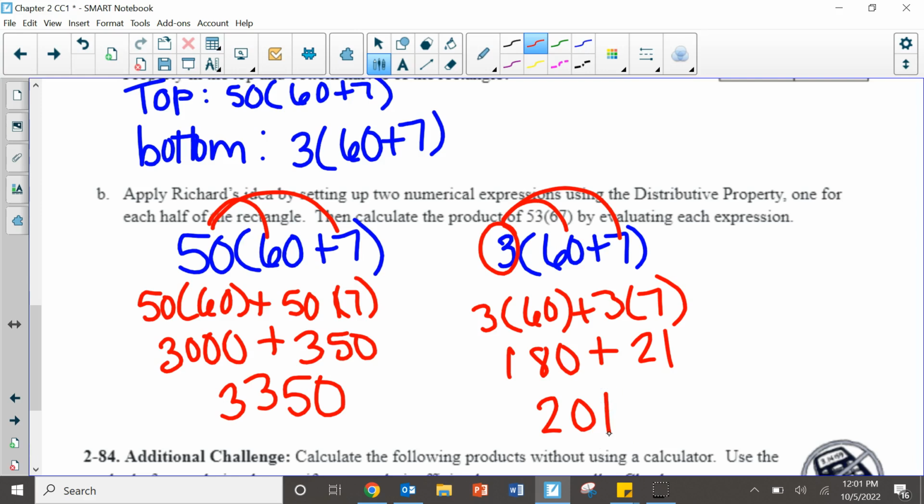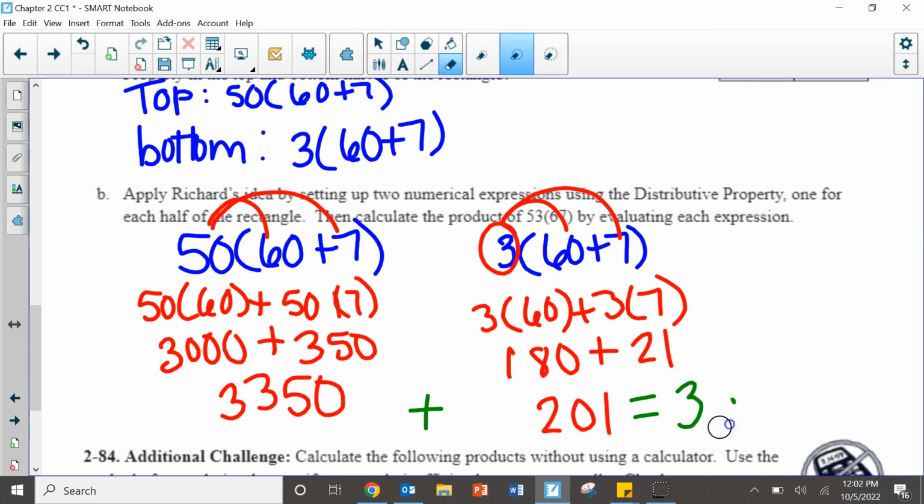So for the top half, our partial product was 3,350. For the bottom piece, our partial product was 201. Now we've got to add those together to get our answer for the whole entire problem. So when you do, you should get 3,551.